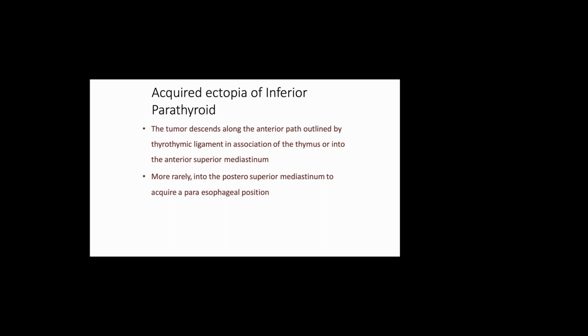And rarely, of course, it can also go into the posterior superior mediastinum to acquire a paraesophageal position. So, of course, when we are operating, it doesn't matter to us whether it is superior or inferior, as long as we are identifying vital structures and preserving those. But in bilateral neck exploration, to be sure that you have completely removed it, this becomes important. And when we are not able to find a gland, exploring all these areas is also important.